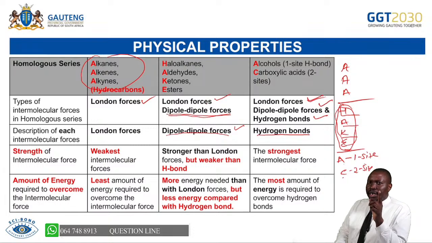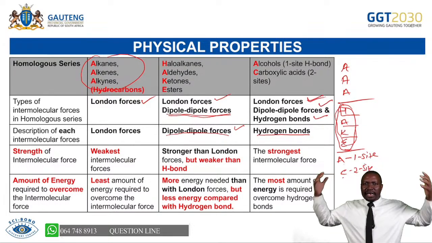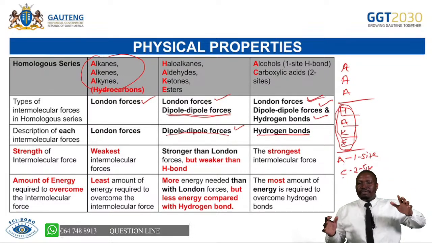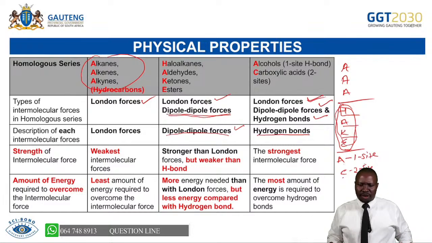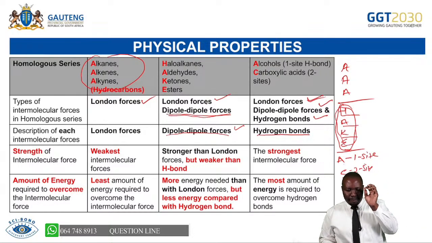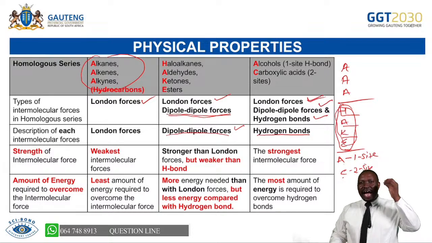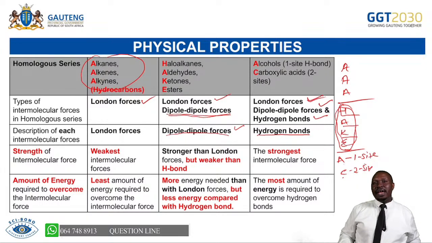So you can see the meaning of that: carboxylic acid will always have the highest strength of intermolecular force because they are forming 2. They have 2 sides of hydrogen bond. They are capable of forming 2 hydrogen bonds. That property makes the carboxylic acid have the highest boiling point as compared to the alcohols, though all of them have hydrogen bonds.